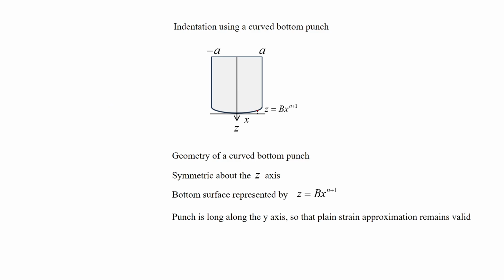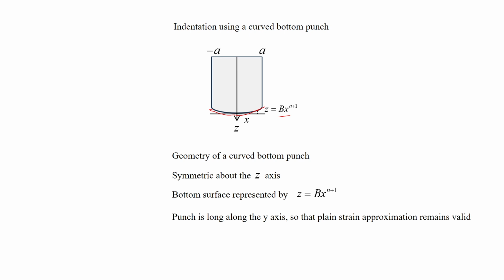So the punch here looks something like this. This is a rigid solid material having a bottom which can be represented by this equation: z equal to b into x to the power n plus 1, where b is a constant, and let us say that this is symmetric. Therefore n plus 1 is an even quantity, so it can be 2, 4, 6, but what we are discussing here does not restrict to that.